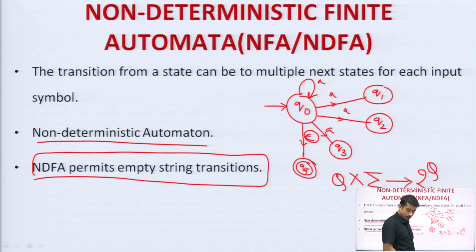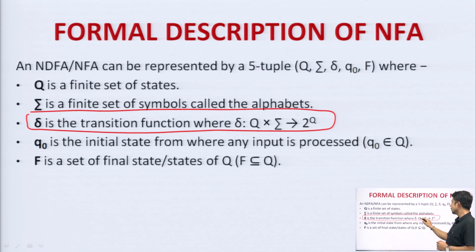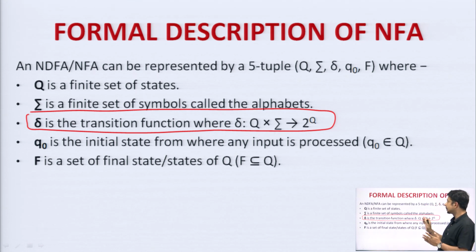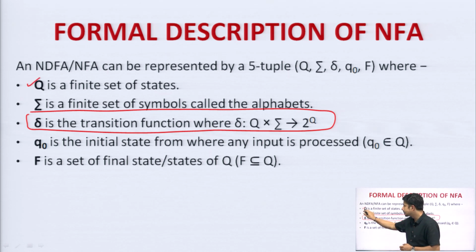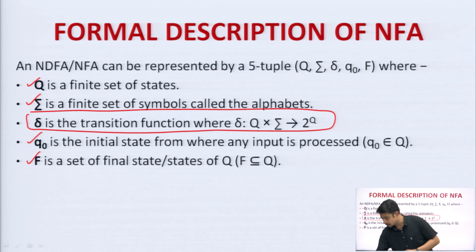If you look into the transition function, it says the same, that Q corresponding to the number of input alphabets will go to 2 to the power Q number of states. So this is the general difference between the formal description of DFA and NFA. The rest is everything the same: a finite number of states, finite number of input alphabets, initial state, final state. Now let us go to the next concept.